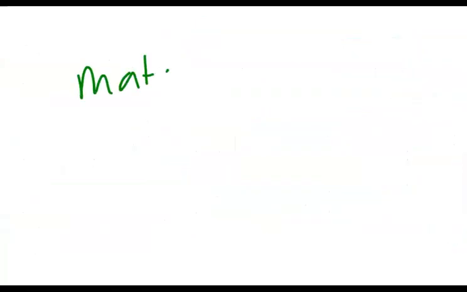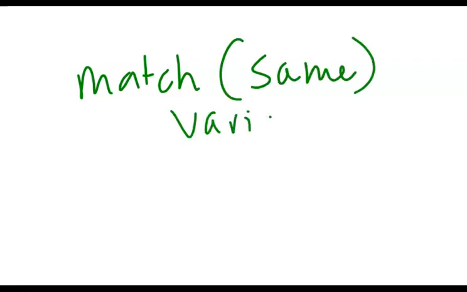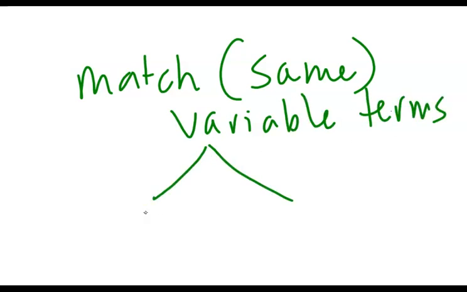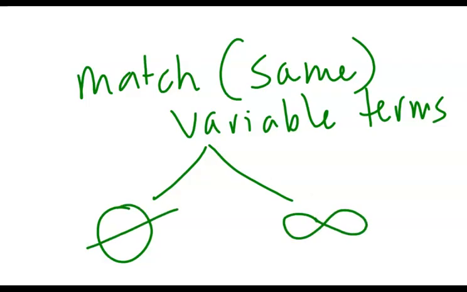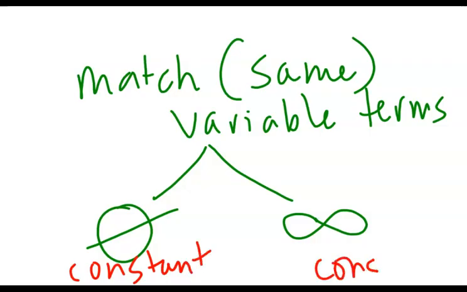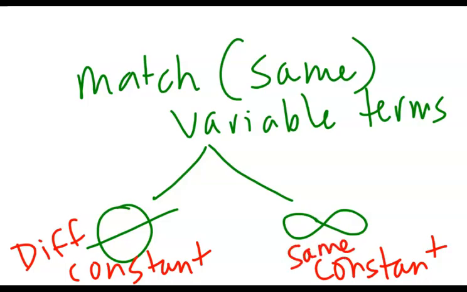So that's what you're looking for. You're looking for matching or same variable terms. And once you have that, one of these two things might occur. You might have no solutions, or you might have infinite solutions. So how do you know? You look at the constants. It always starts with a matching variable term. If the constants are different, then there's no possible solution. But if the constants are the same, then there are an infinite number of solutions.